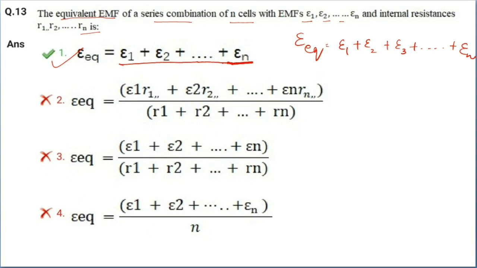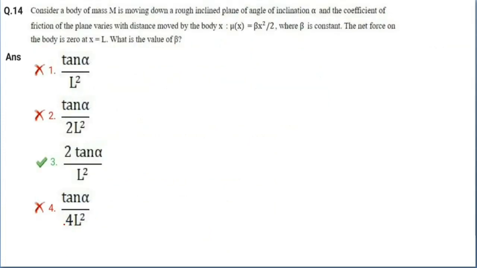Okay, then question number 14. Question number 14 is: consider a body of mass m moving down a rough inclined plane of angle of inclination alpha, and the coefficient of friction of the plane varies with the distance moved by the body x as mu x equal to beta x square by 2, where beta is a constant. Net force on the body is 0 at x equal to L. What is the value of beta?